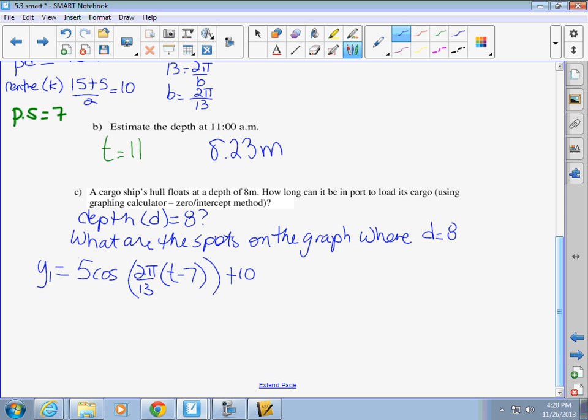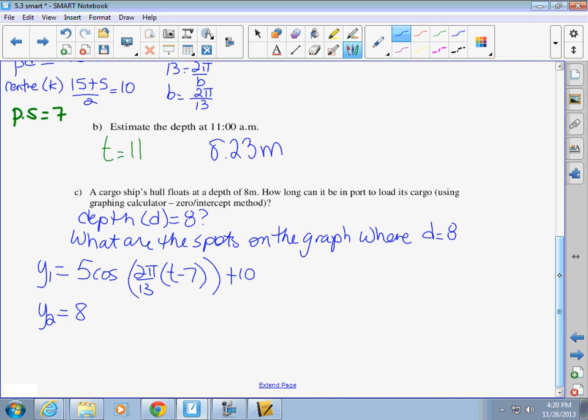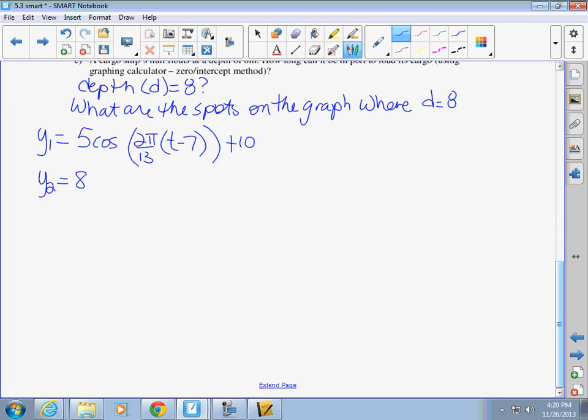Then what we want to do is let y2 equal 8. Because what's going to happen then is it's going to draw exactly this. It's going to draw my blue graph here, and then it's going to have that graph, my red graph, going straight through there. Okay, so then I'm just going to pause and enter it into mine here.